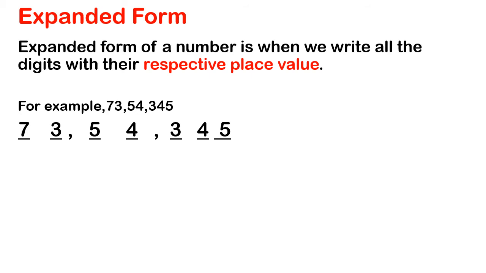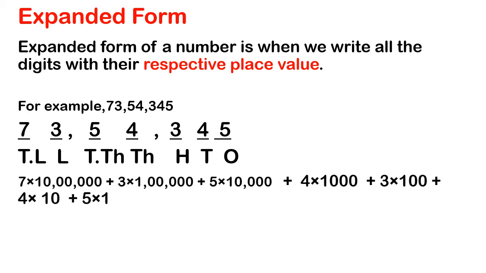So the first step is we have to write the place value: ones, tens, hundreds, then thousand, 10,000, lakhs, 10 lakhs. Then the next step is 7 into 10 lakhs, then plus 3 into lakhs. So you have to write the number along with their place value. So 5 into 10,000 plus 4 into 1000, then 3 into 100 plus 4 into 10 plus 5 into 1. You have to write the number along with their place value.